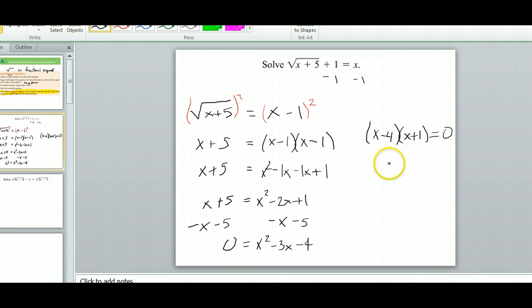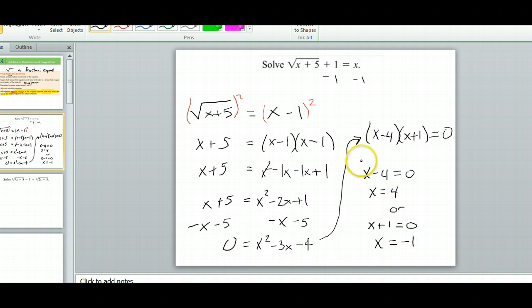Alright, now set each one of these factored pieces equal to 0. This is continuing this problem up here. I get x minus 4 equals 0, or x equals 4, or x plus 1 equals 0, which means that x would have been negative 1. Now, these are my proposed solutions right now. They're not my solutions, they're my proposed solutions.